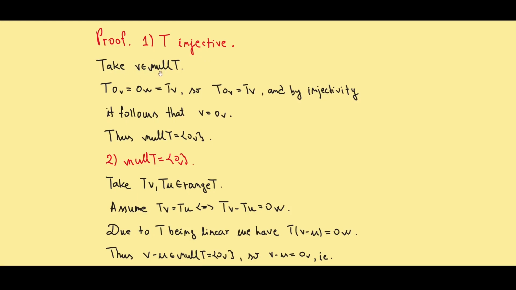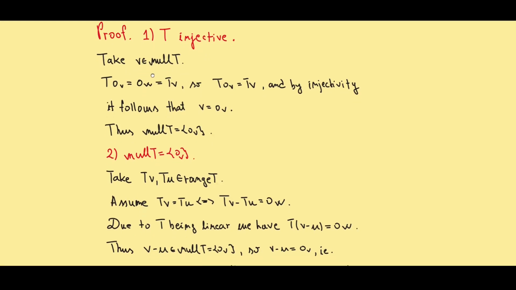Take some arbitrary element v from null of T. Well, we know that the zero vector, when you apply T to it, definitely gets mapped to the zero vector over here. That's just what linear transformations do. And this is also equal to T of v by the definition of v, because it belongs to null T. So we have this equality.